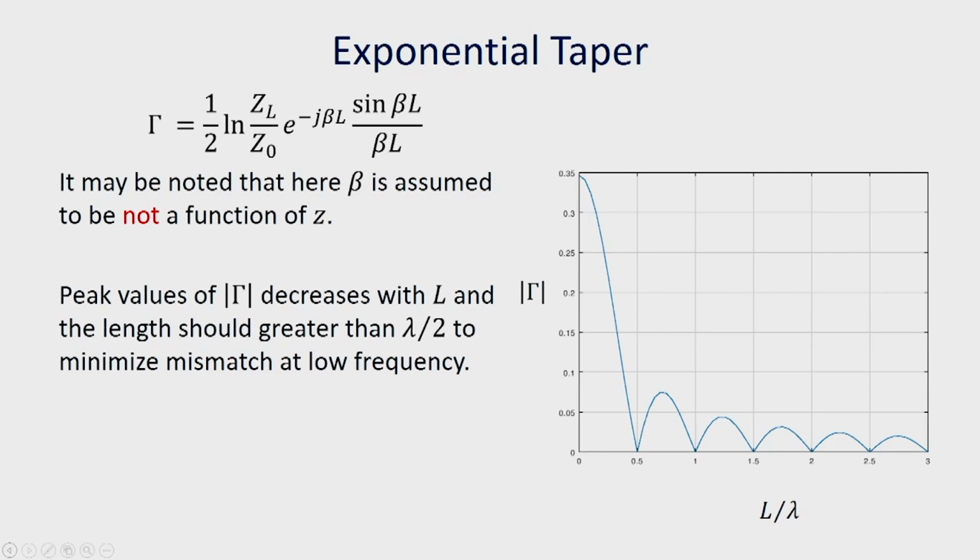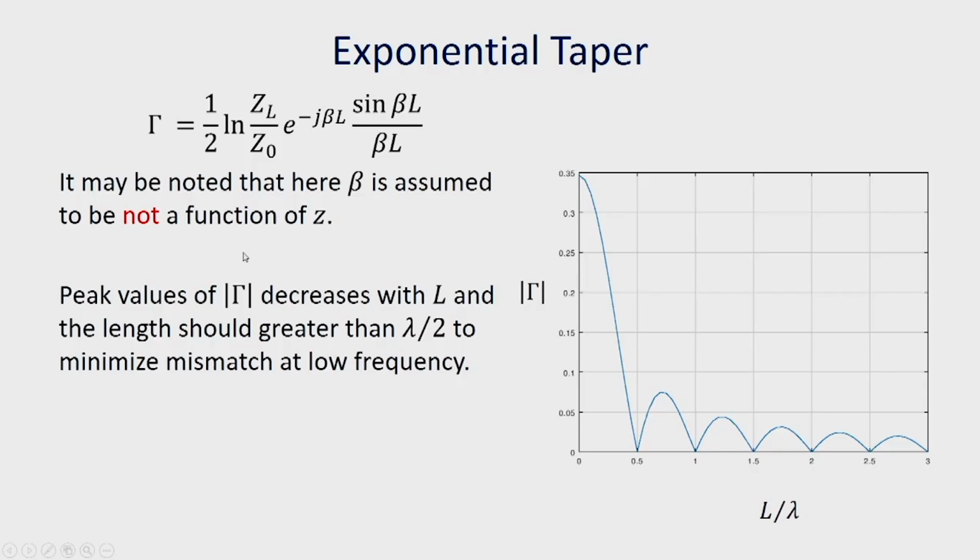And it is to be noted that we have considered beta independent of z, that means it is not a function of z, and such assumptions are valid for TEM lines. There are other forms of tapers like triangular tapers, and the impedance matching can be performed with such tapers. This actually brings to the end of this module.